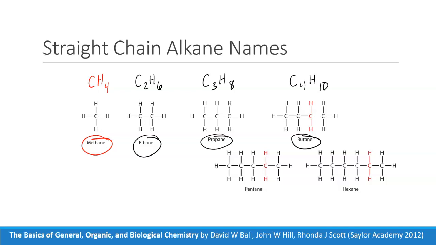where the Greek word for 5 would be pent. And think of a pentagon. A pentagon has 5 sides, and so pentane has 5 carbons. And then getting up to 6, if you have a hexagon, that has 6 sides, and therefore it is hexane if we have 6 carbons.